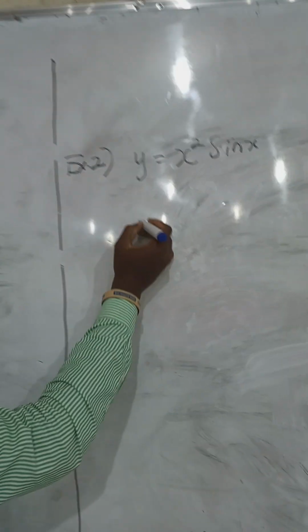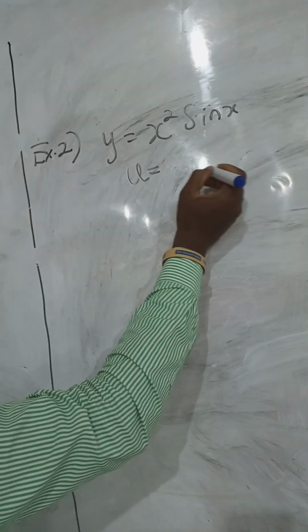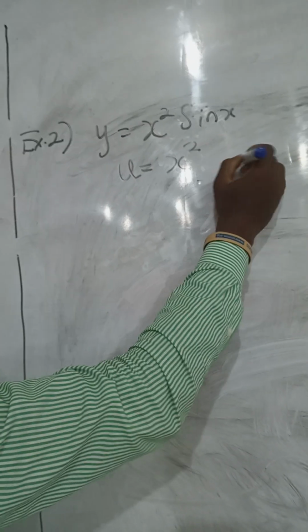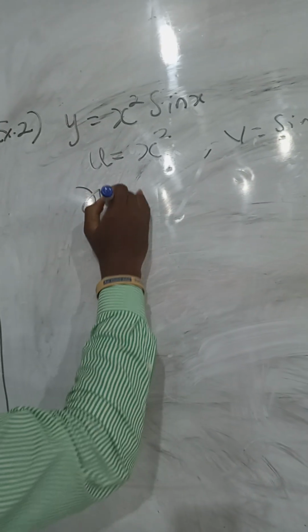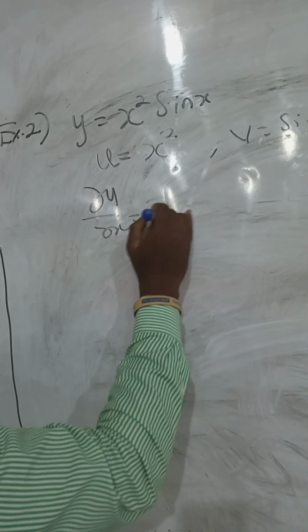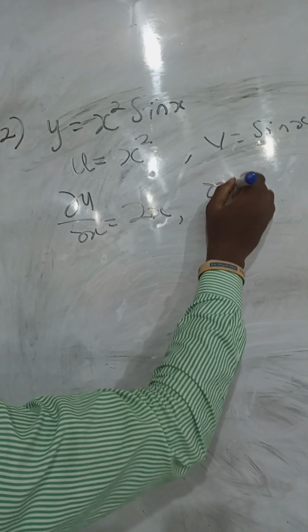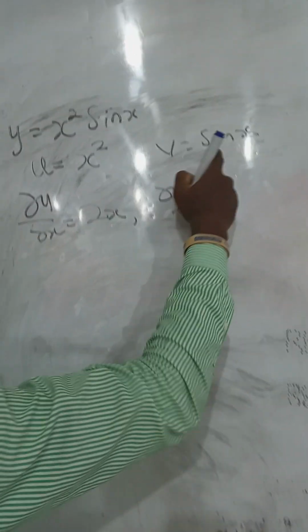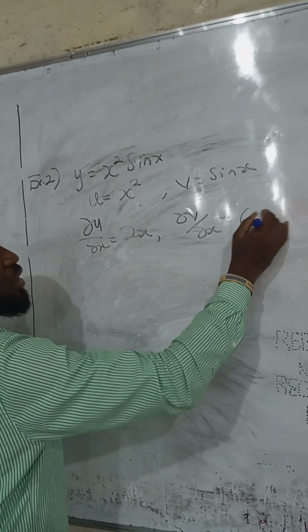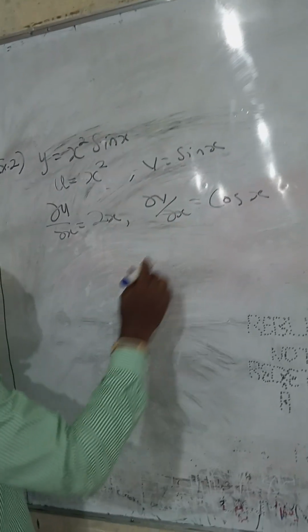Let's move to the second example here. Like I said, the same thing. You want to look for your u. Our u is x squared and our v equals to sine x. du/dx is equals to 2x. Then dv/dx, I told you the policy of sine x, you have to convert it to cos x when you're differentiating sine x.